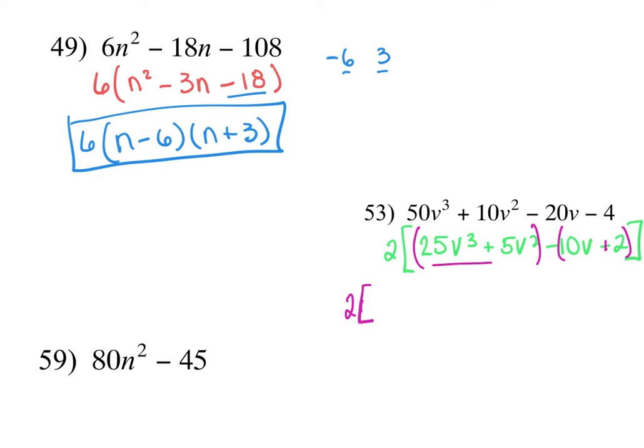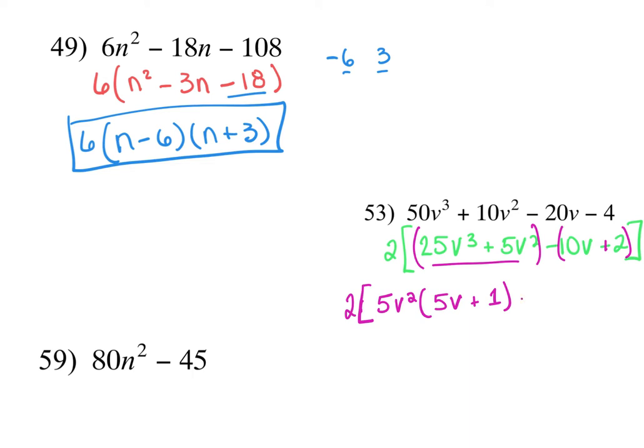And now I'm going to look at this first group and say, what can I take out? Between the 25 and the 5, I can take out a 5. And between my variable, I take out my lowest, which would be the squared. 25 divided by 5 is 5. I took 2 of my 3 v's, so I have 1 v left. 5 divided by 5 is 1, and I took all of my v's.